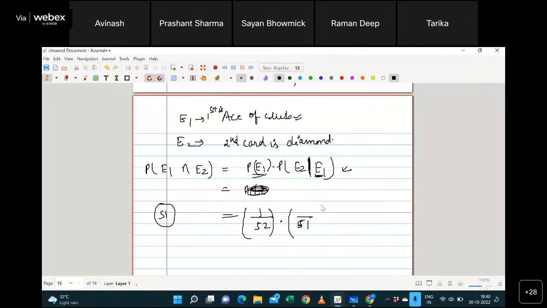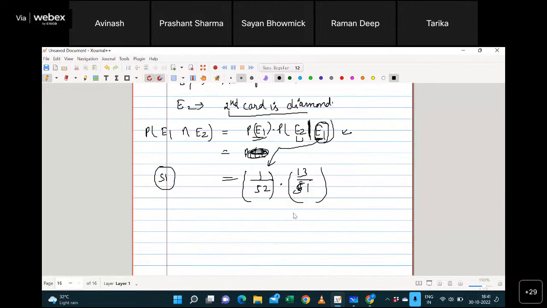So what is the probability of E2 when E1 has occurred? When E1 has already been done, it means I have already drawn the first card, so I have the remaining 51 cards. What's the probability that the second card will be a diamond? Diamond, I have 13 cards, sir. It's clear for everyone? Yes, sir.